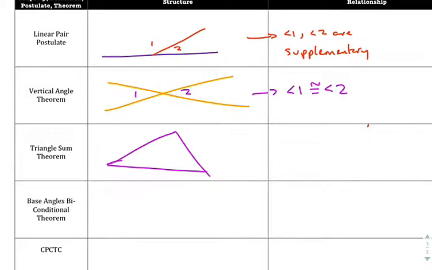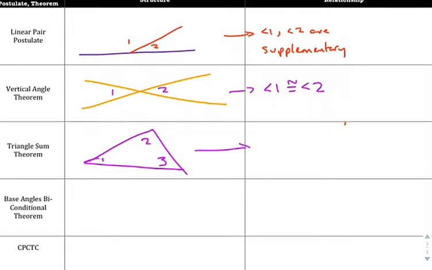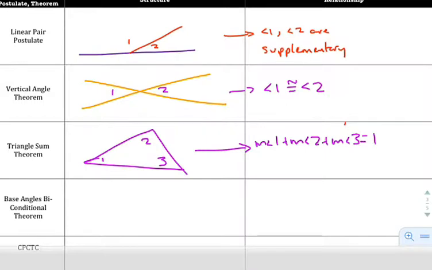Let's talk about the three angles in a triangle. Let's label them 1, 2, and 3. Triangle sum theorem tells us something we already know, that if I take the measure of angle 1 plus the measure of angle 2 plus the measure of angle 3, that's going to equal 180 degrees.